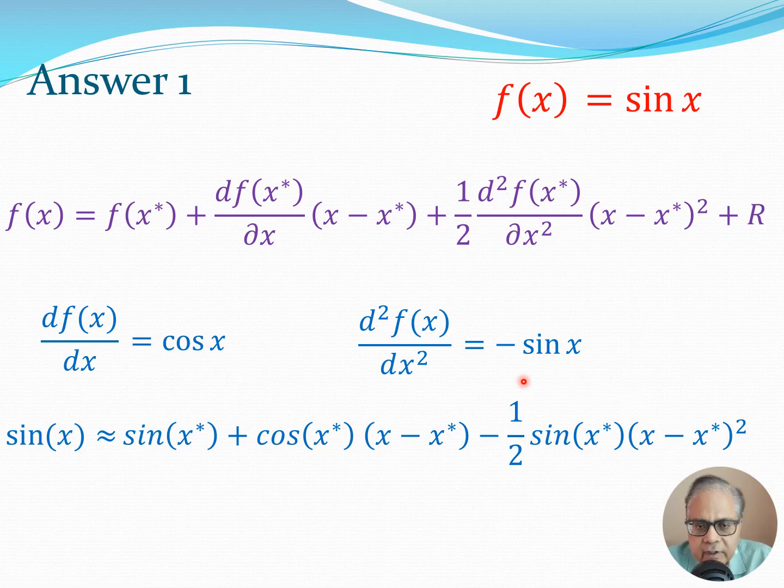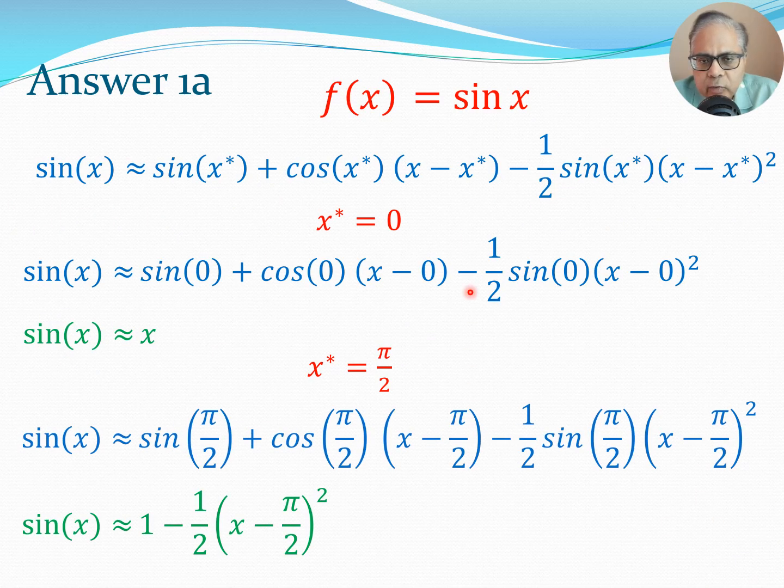Now with these derivatives we can immediately rewrite the Taylor series in this form, that is sin x is approximately equal to sin x star plus cos x star times (x minus x star) minus half sin x star times (x minus x star) squared. Now remember, x star represents the point about which the Taylor series is being obtained. So the particular expansion you get for Taylor series changes depending on the value of x star. So now we are going to look at the two values which were suggested in the question, that is x star is 0 and x star is pi by 2.